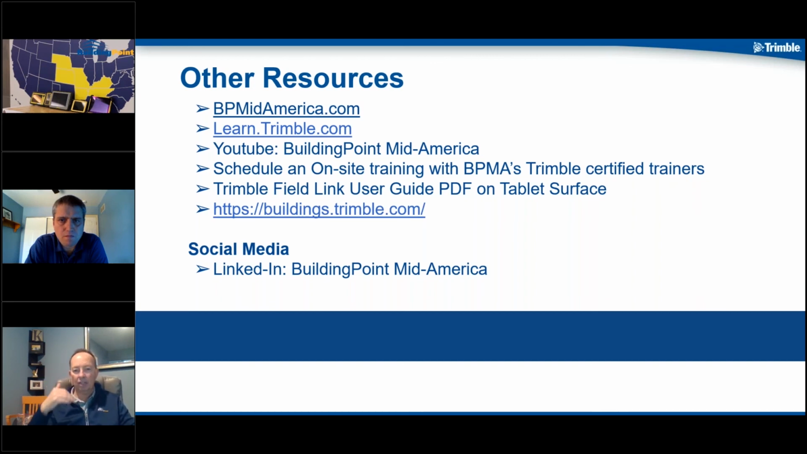The Trimble Field Link User Guide PDF is on the tablet surface, all right? Make sure you don't forget that. Go out there and double tap that thing. It's on the surface. It's a PDF. No need to be on the internet. You can flip through it. There's a search window by keywords. You can go in there and look exactly for what you're looking for, and you should be able to answer some of your own questions if for some reason it's a weird circumstance and you can't get a hold of one of us.